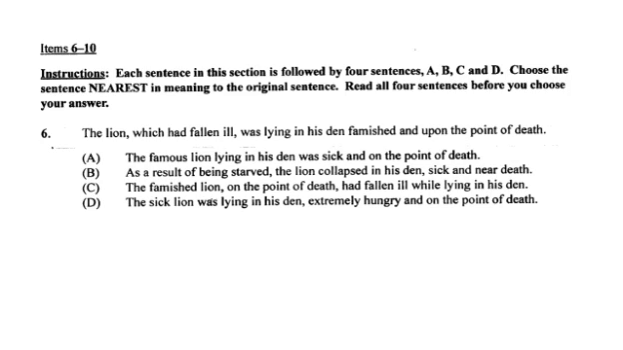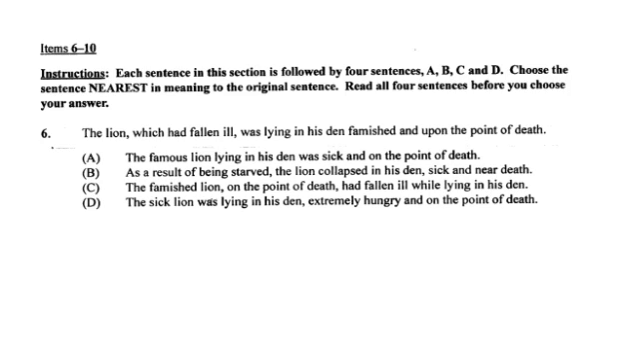A says, the famous lion lying in his den was sick and on the point of death. The original sentence did not talk about the lion being famous at all. B says, as a result of being starved, the lion collapsed in his den, sick and near death.